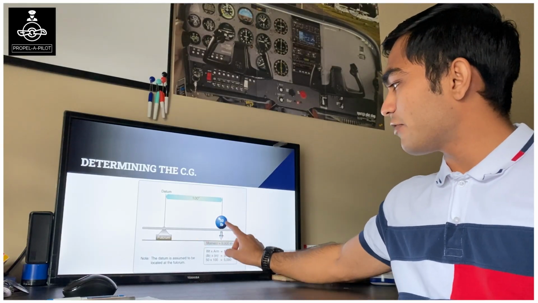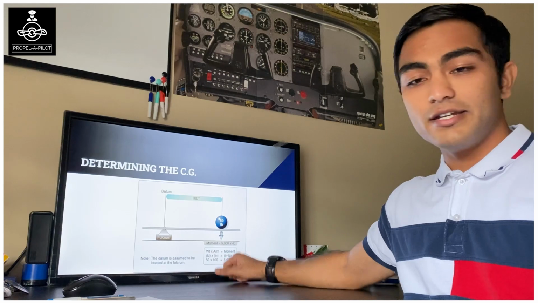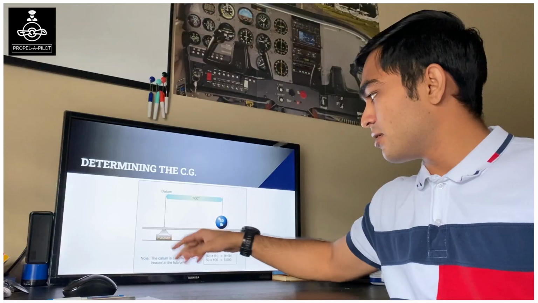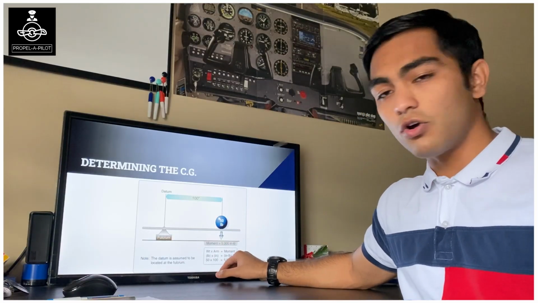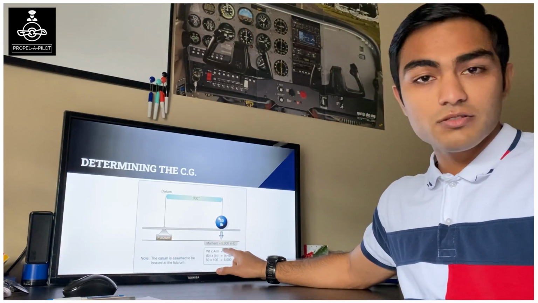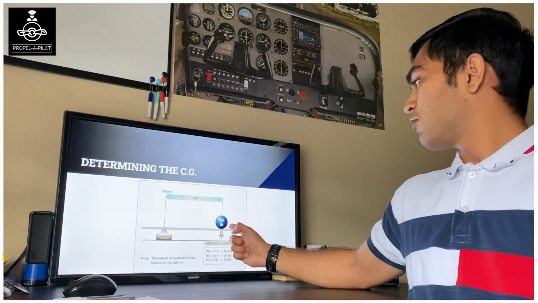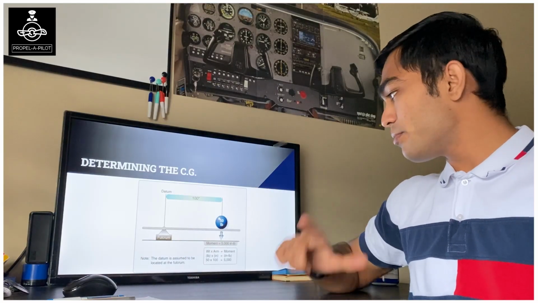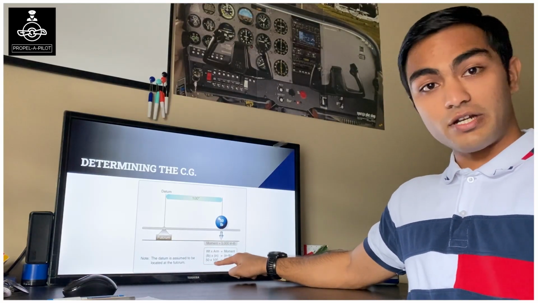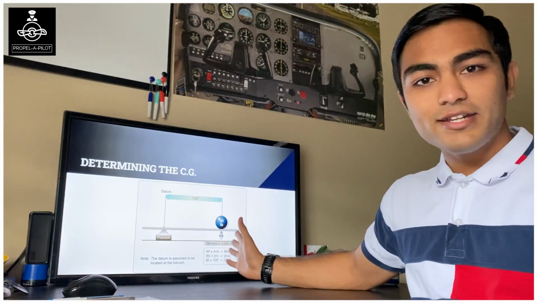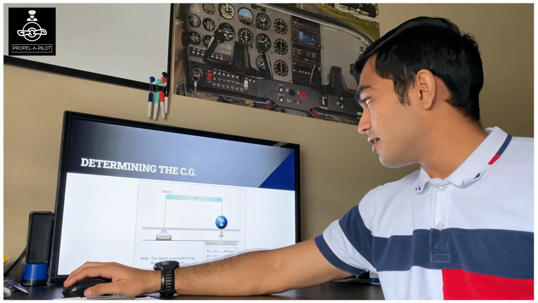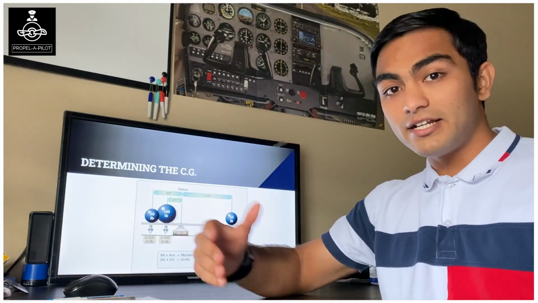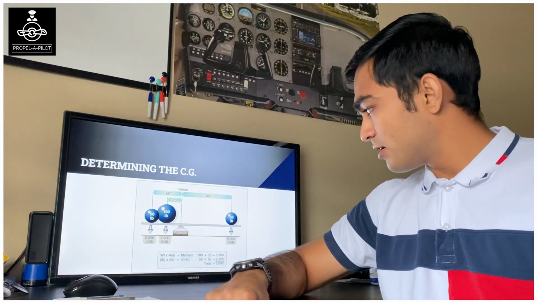A moment of any weight is the distance of the weight from the datum multiplied by the weight, or weight times arm is moments. For example, a 50-pound weight kept at 100 inches from the datum has a moment of 50 times 100, that is 5000. Very simple. Now let's take a look at a little more detailed example.